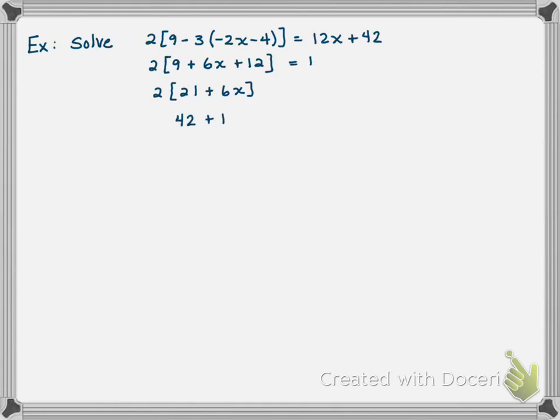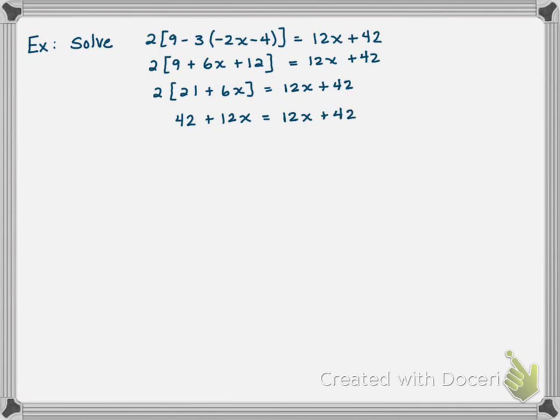Whoa. Oh my gosh, I did exactly what I always tell you guys not to do. Just ignored the other side. Plus 42. There we go. 12x equals 12x plus 42.